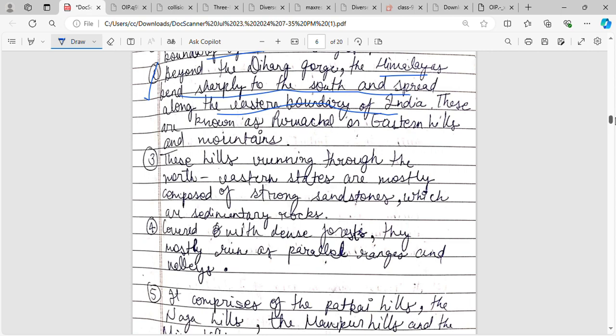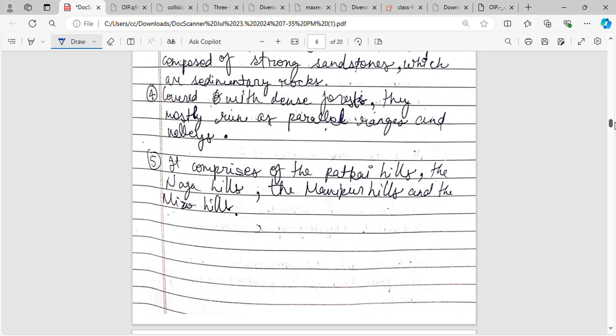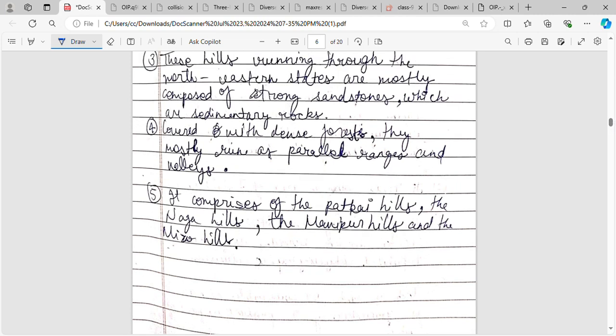The next point is, these hills running through the northeastern states are mostly composed of strong sandstones, which are sedimentary rocks. They are covered with dense forests, and they mostly run as parallel ranges and valleys.